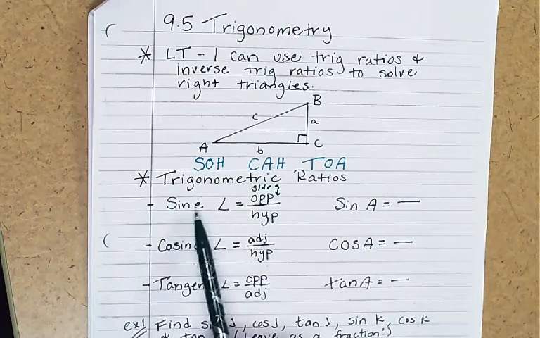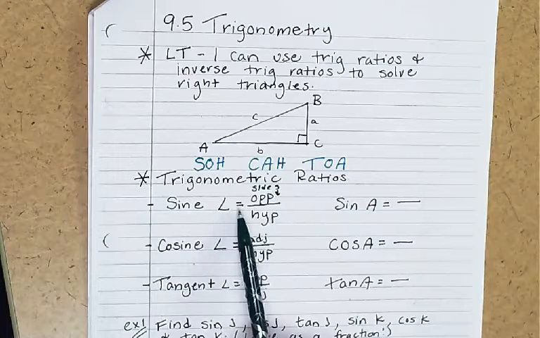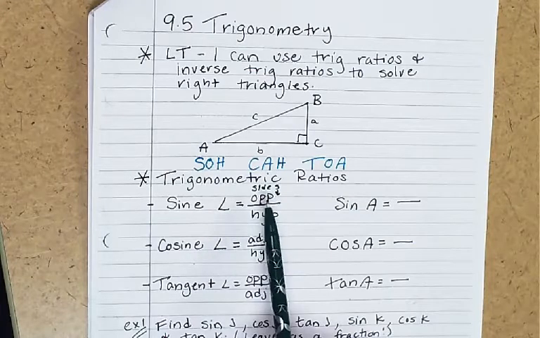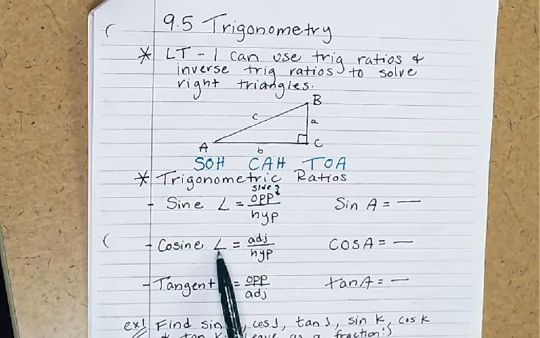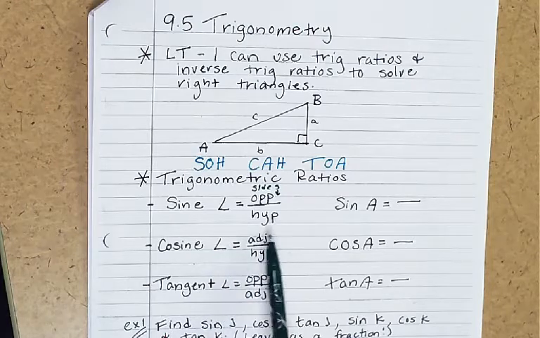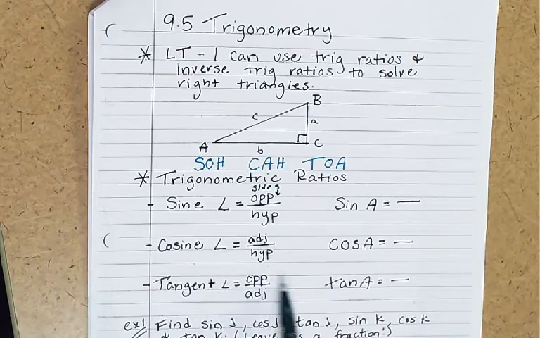So the sine of an angle is equal to the ratio of the opposite side over the hypotenuse. Cosine of an angle is equal to the adjacent side over the hypotenuse. And the tangent of an angle equals the ratio of the opposite side to the adjacent side. So now we have to decide how we come up with these opposite, adjacent, and hypotenuses.